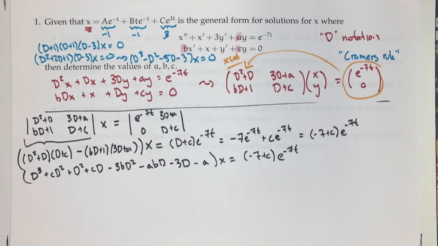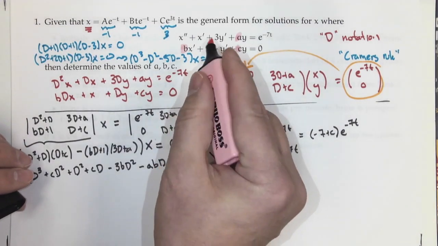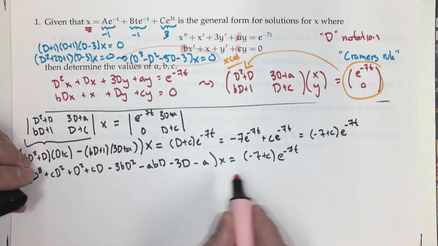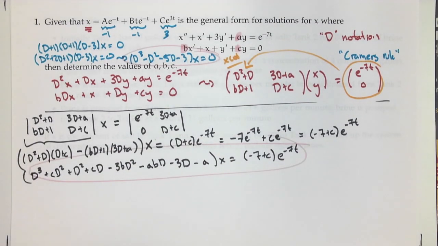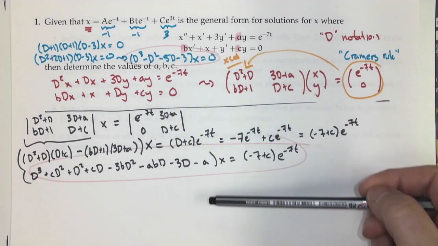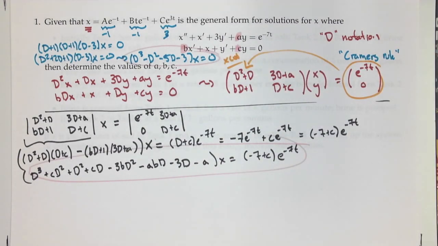Okay, now comes our great aha, which is to say, oh, let's compare this to that. Because we know x should solve this differential equation, given that we know what its general form is. And we know that x should solve this differential equation because that's what happened when we reduced down. So in other words, these two equations need to line up. All right, so let's talk about matching.